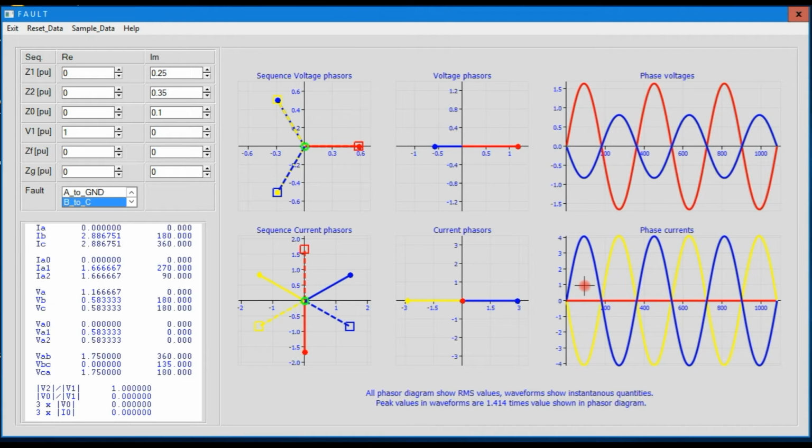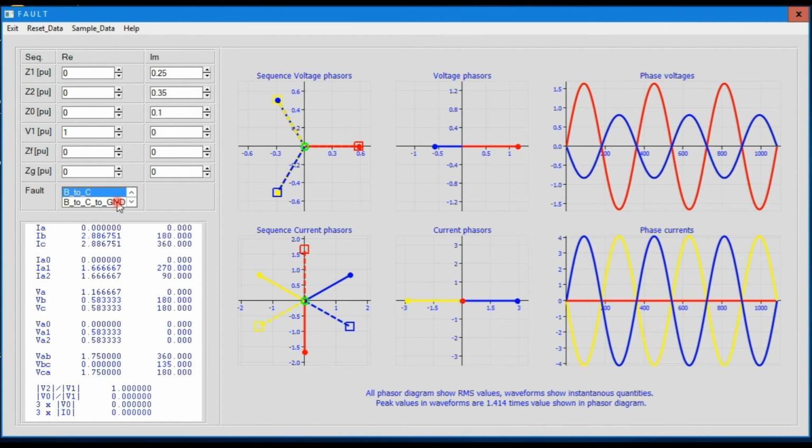Because we're connecting 2 phases together by a zero fault impedance, the fault currents are equal and opposite in the phases, and we have no fault current on the unfaulted phase. And we can see this in the phasor diagram. Equal and opposite currents in the faulted phases and no current in the unfaulted phase. We can also see from the sequence component phasor diagram that the positive sequence current and the negative sequence current are equal and opposite.